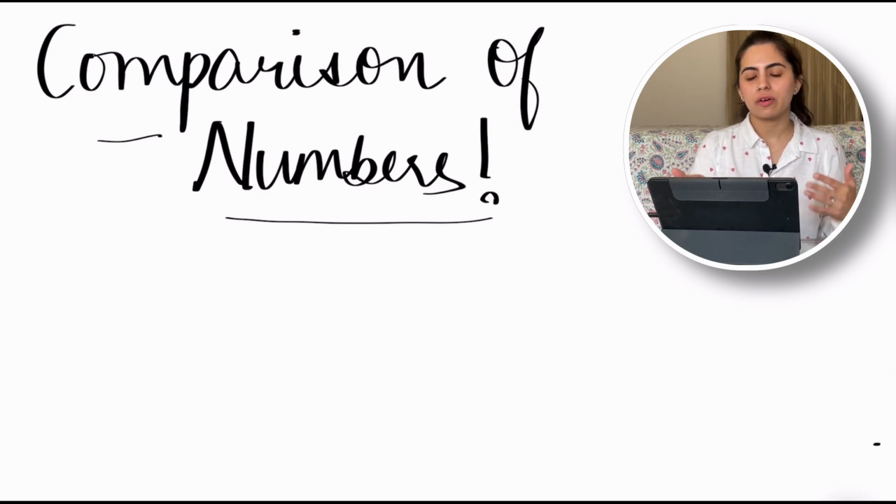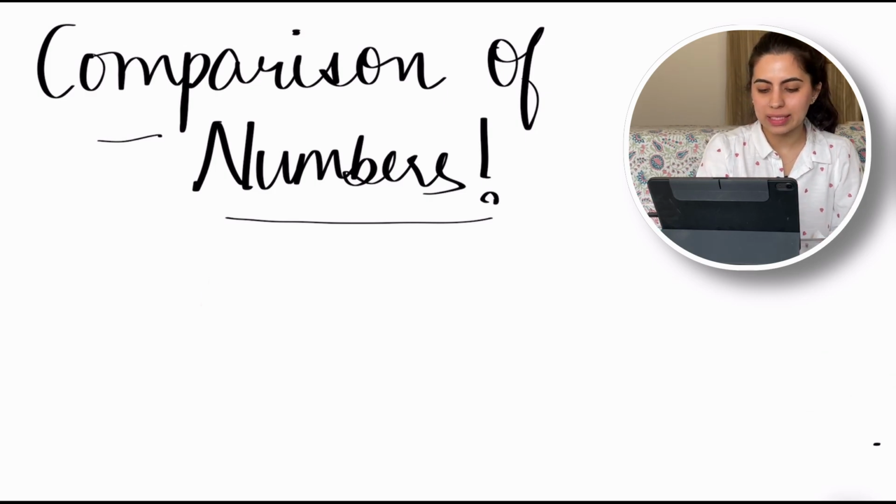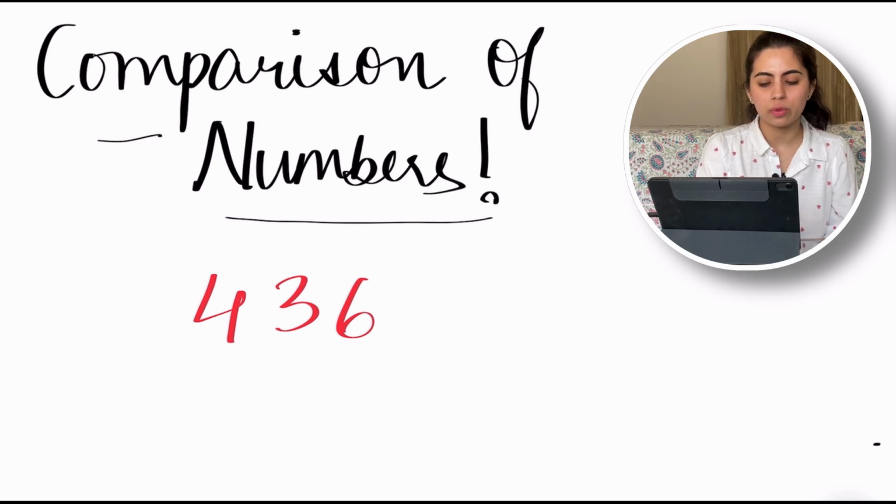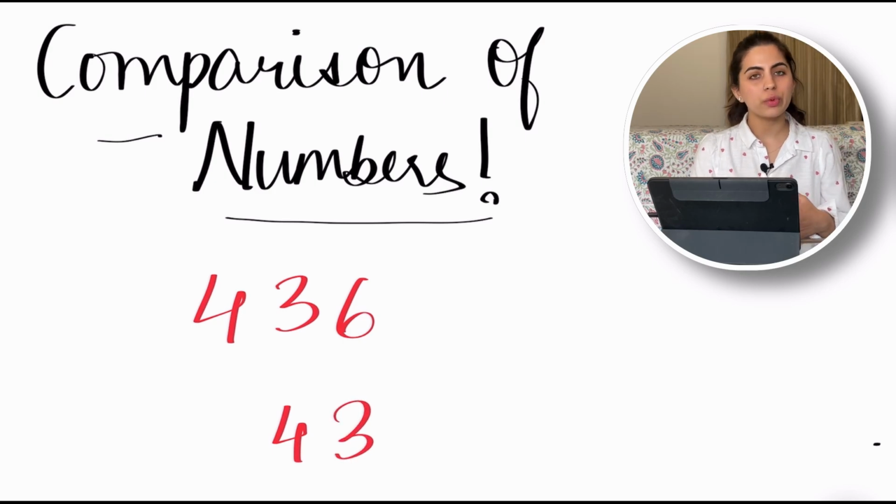Let me give you a quick example. If I have this number 436, this number has three digits. And if I compare it with a number which has just two digits, let's say 43, we know by looking at the number that 436 has more digits. So 436 is a bigger number. The number which has more digits is the bigger number.